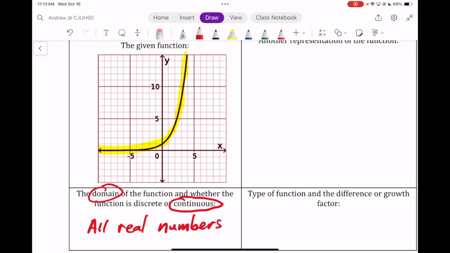These kind of functions are called exponential. So when they are continuous and they are growing with some sort of a factor, there's a multiplication involved, exponential.